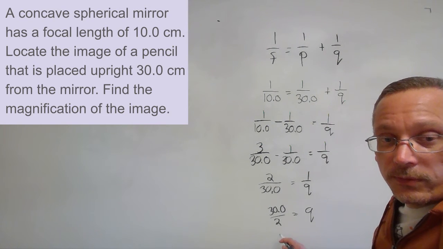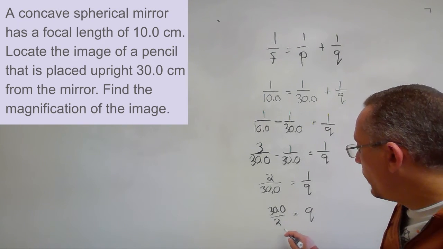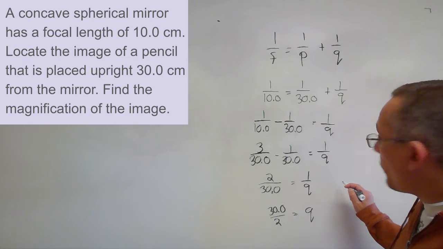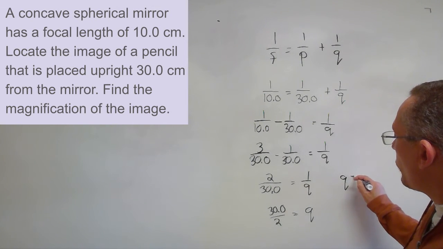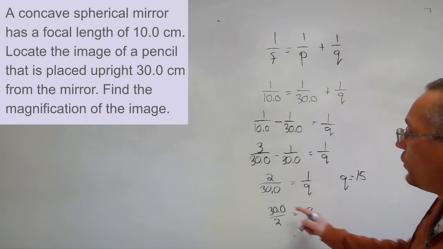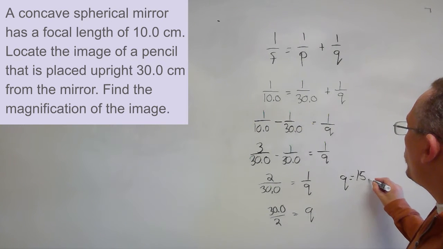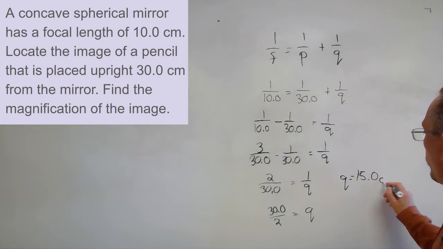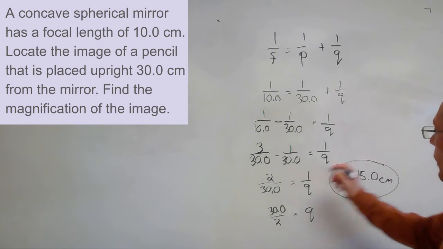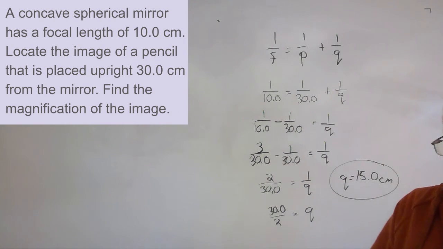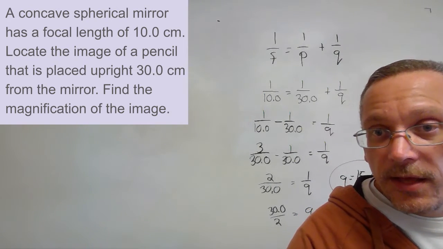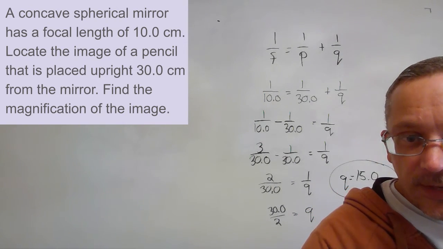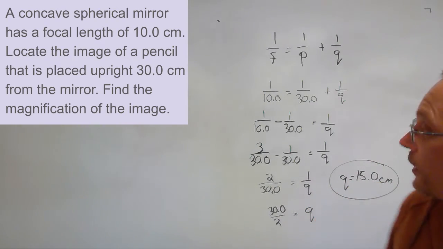So q, can we still see this on the camera? Maybe. I'll write it over here. So q is 15, and I need 3 significant figures, so I'm going to put 15.0. And that was in centimeters. There we go. And then it also asked us to find the magnification, right? So what's the magnification of the image?